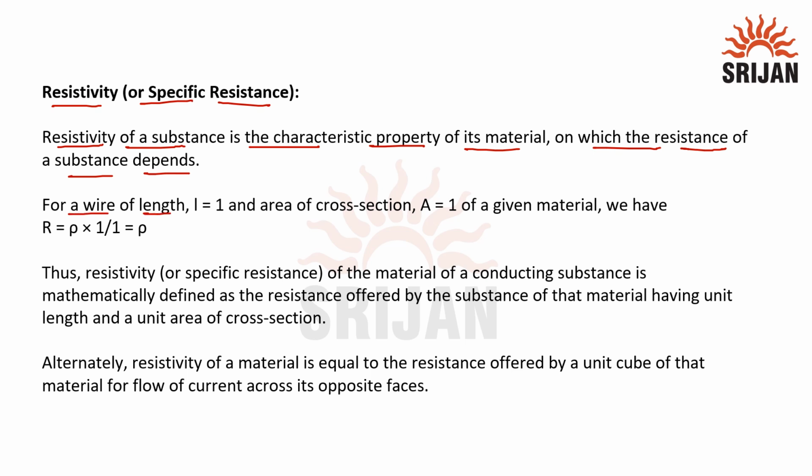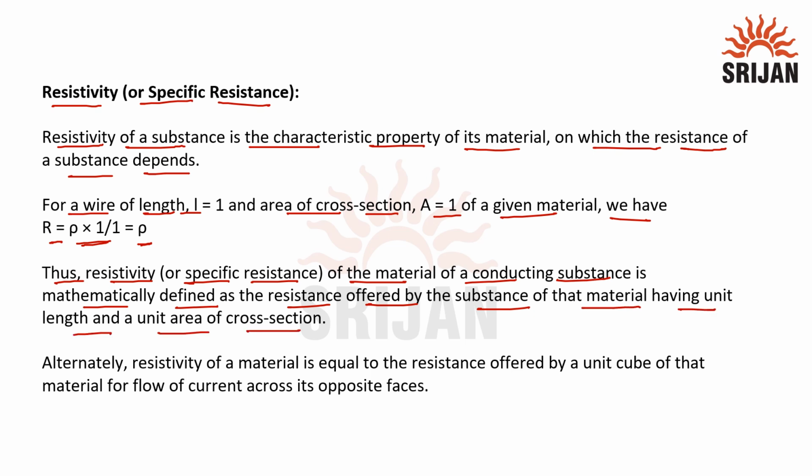For a wire of length L equal to 1 and area of cross section equal to 1 of a given material, we have R is equal to rho into 1 divided by 1, which is equal to rho. Thus, resistivity or specific resistance of the material of a conducting substance is mathematically defined as the resistance offered by the substance of that material having unit length and a unit cross-section area.